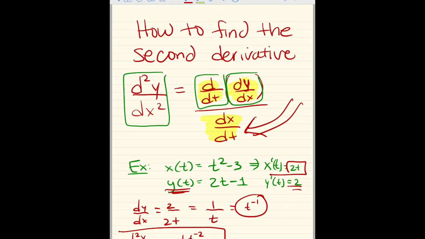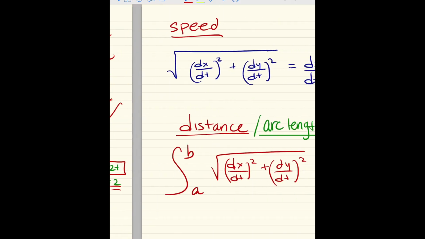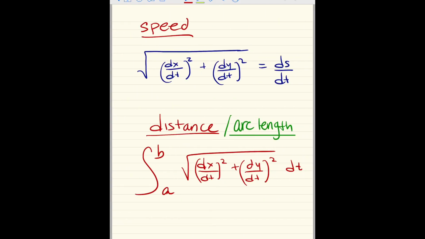Okay, so that's how you find the second derivative. It's not frequently asked, but it does pop up here and there. Here are my other two formulas that you definitely need to know for this: the speed and the distance. It's actually really simple to see. It's like a vector, right? And it's like a squared plus b squared equals c squared.